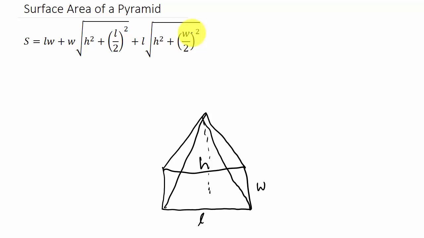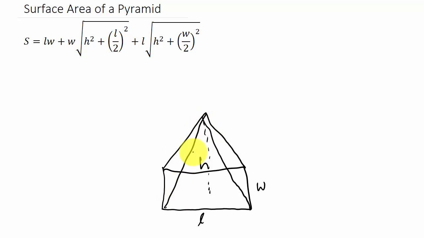I'm going to take some time to go through the formula and show you where each piece comes from, and then we'll get to the example. Obviously, the length times width gives us the area of the base, the first part. Now let's talk about these two parts. I'm going to show you how to get one of them, and the other one is similar.